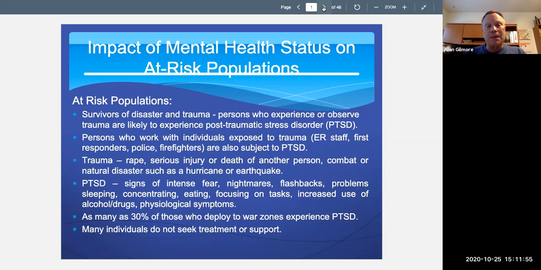PTSD is characterized by signs of intense fear, nightmares, flashbacks, problems sleeping, concentrating, eating, focusing on tasks, increased use of alcohol and drugs, and physiological symptoms. As many as 30% of those who deploy to war zones experience PTSD, and many individuals do not seek treatment or support.